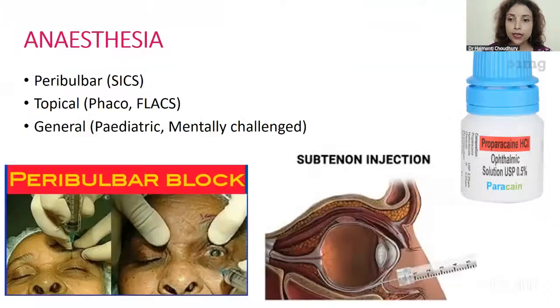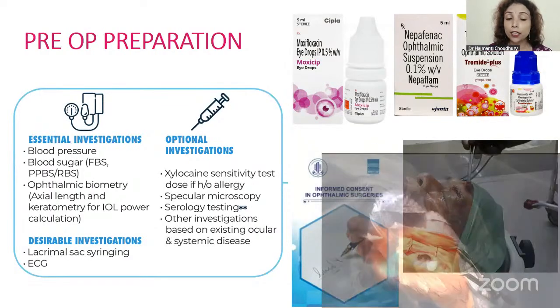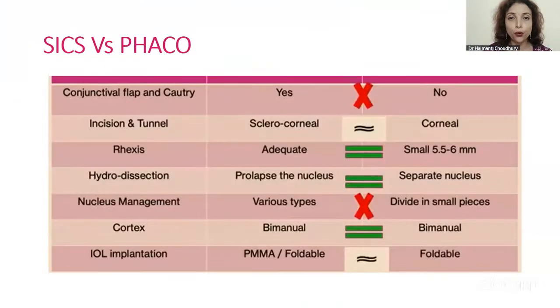The anesthesia for SICS is mostly peribulbar. For phaco and FLACS, topical is preferred. For certain patients like pediatric, you might have to give general anesthesia. The pre-op preparation will consist of preoperative antibiotic on the day of surgery, tropicamide and phenylephrine combination for dilatation of the pupil. To maintain intraoperative mydriasis, an epinephrine combination can be used. Informed consent has to be obtained. Proper painting with 10% betadine and nice draping is a must for all cases.